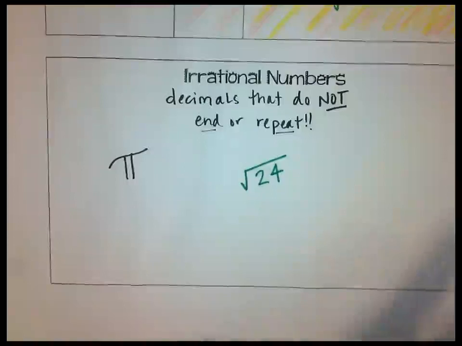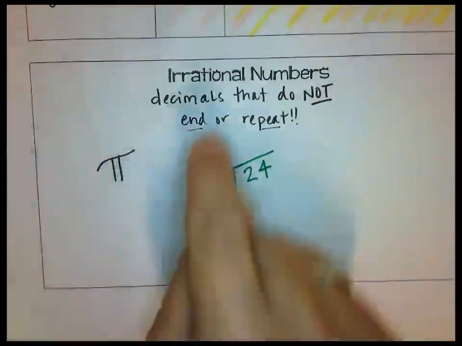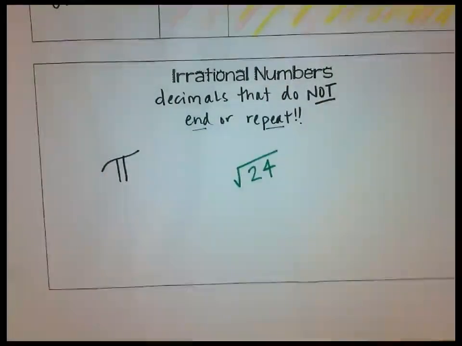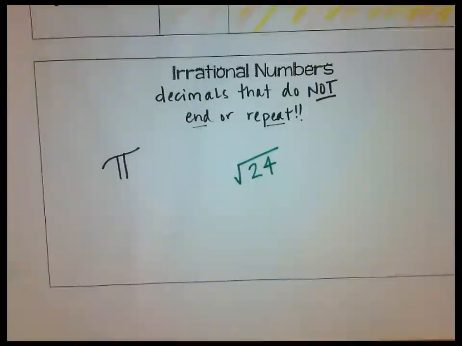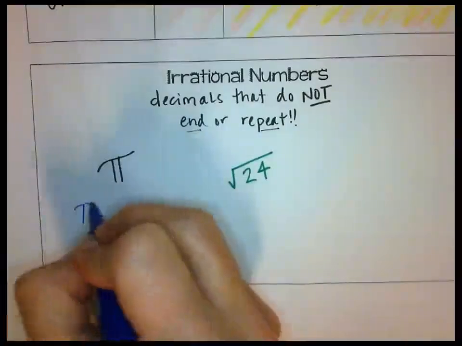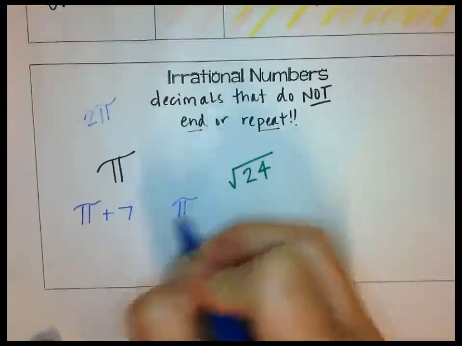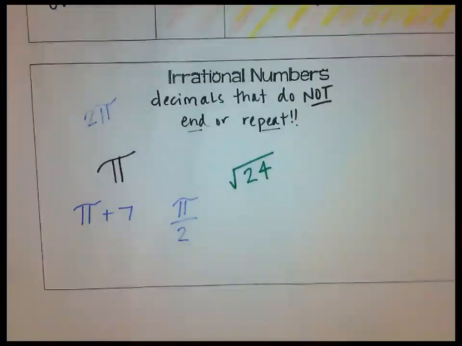So then we began looking at the irrational numbers. And irrational numbers are going to be decimals that do not end or repeat. So we talked about how pi, anything with pi, is going to be irrational. Now we're not going to do that much with pi right now, but you could have pi plus 7, you could have 2 pi, you could have pi over 2. Anything with pi is going to be irrational.